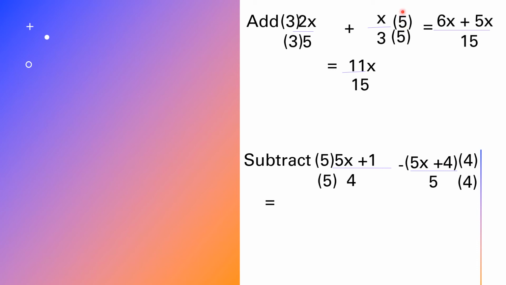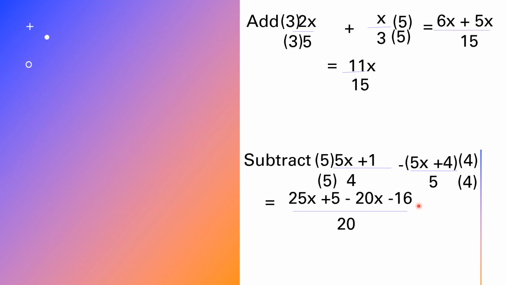Now I can use distributive property. 5 times 5x, that is 25x. 5 times 1, that is 5. So 25x plus 5. On the other side here, we have 5x, negative 5x. It becomes negative, right? The 5 because of the minus sign here. And that is times 4, negative 20x. Then this one, change the sign. This becomes negative. So times negative 4 times 4, that is negative 16. Divided by 5 times 4, 20.